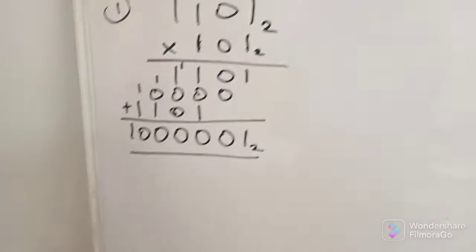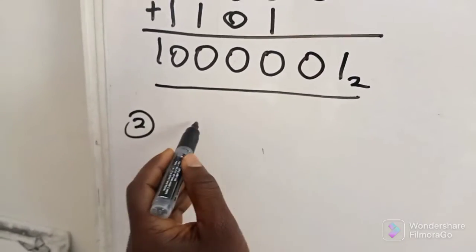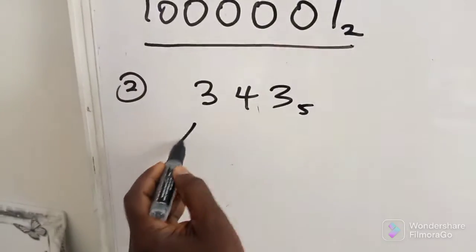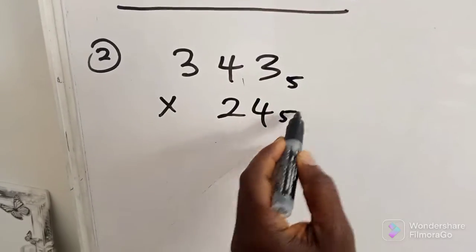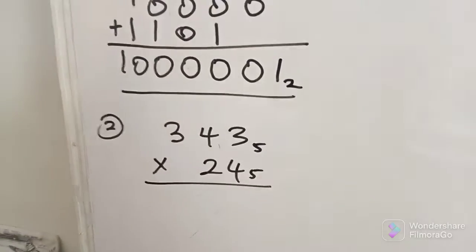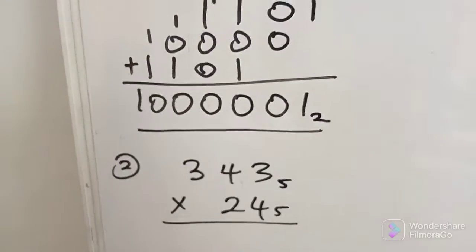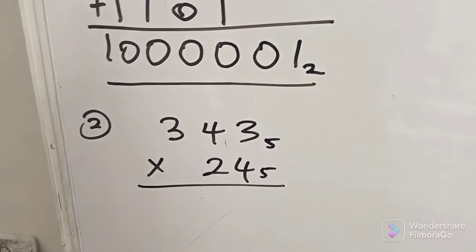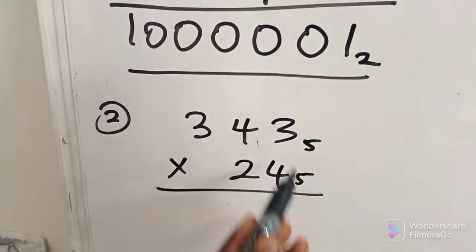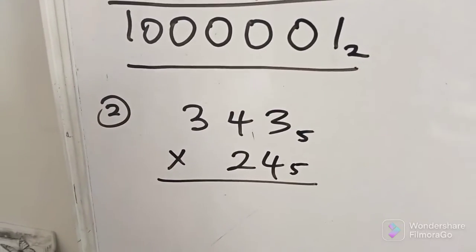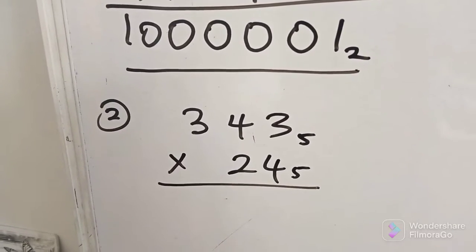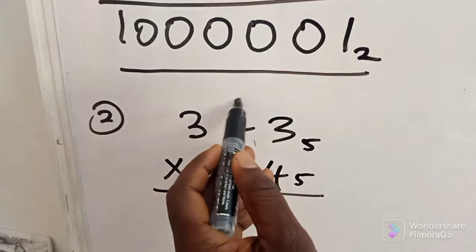Now, the second question, we have 343 base 5 times 24 base 5. This one is a little bit more complicated than the previous one. When you multiply two numbers and what you have is more than or equal to the base, then you convert it. For example, 4 times 3 will give me 12, which is more than the base. I will convert it. How many 5s will I get in 12? 2 remainder 2. So I write down the remainder 2 and carry 2.